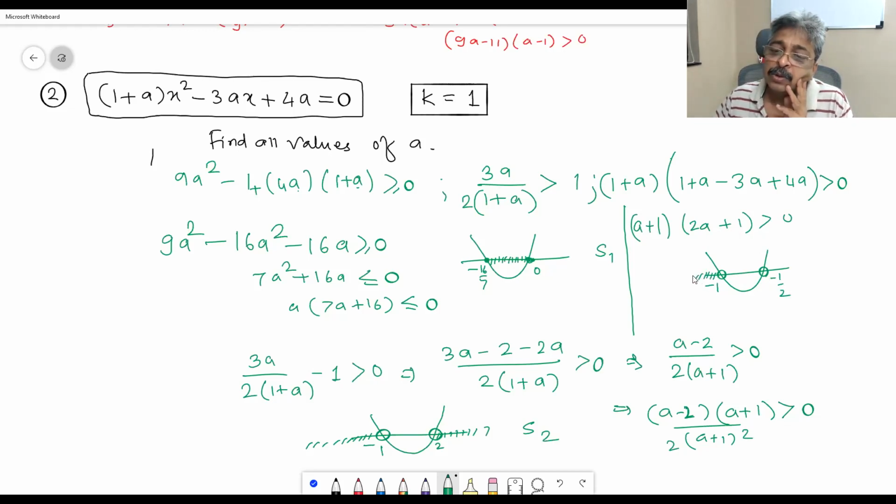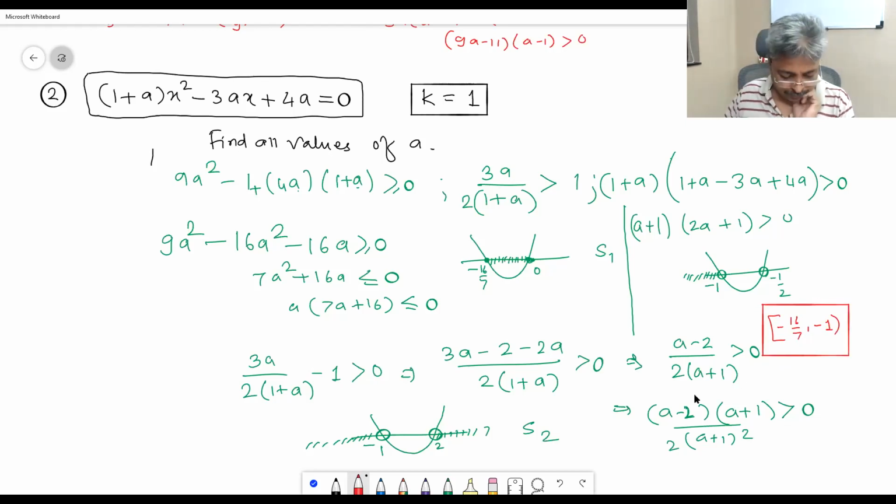Therefore, this solution set. So now you have to compare: minus 16 by 7 is to the left of minus 1. Therefore, the solution set is the closed interval minus 16 by 7 comma minus 1 open. This is the solution.